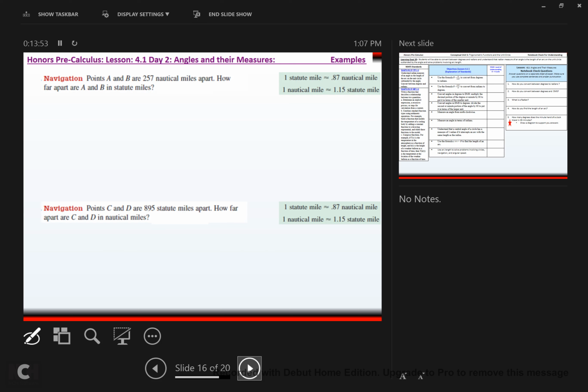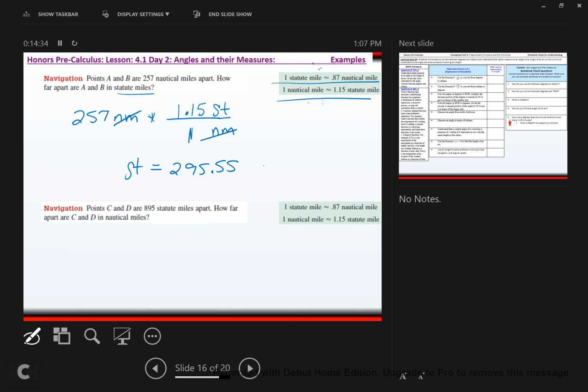And then the last problems are just converting between statute and nautical miles. They're giving you 257 nautical miles, and they want to know how far that is in statute miles. If I want nautical miles to go away, I put it on the bottom. Statute miles goes on top, and you can use either one of these. I promise you'll get the same answer either way. I'm going to go with this one. 1 nautical mile is 1.15 statute miles. So these cancel, and I'm left with 257 times 1.15, and I get 295.55 statute miles.